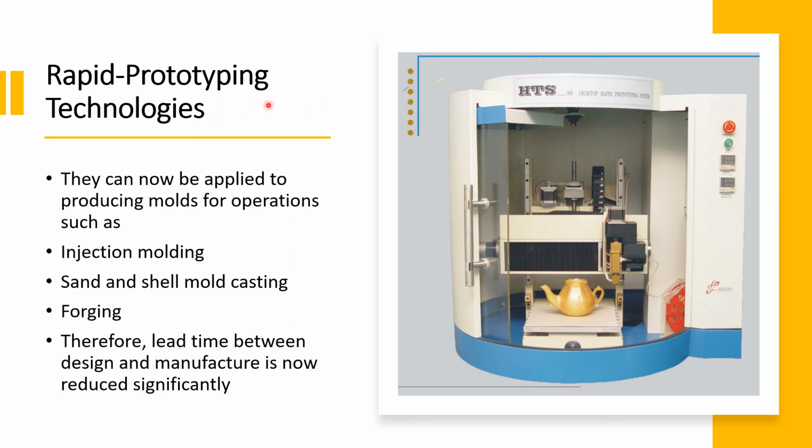So rapid prototyping technologies, we're now using them in injection molding and in shell mold casting. We use them in forging. It's very good because we can reduce the lead time between design and manufacture significantly. Okay, so I'm going to go ahead and stop right here.